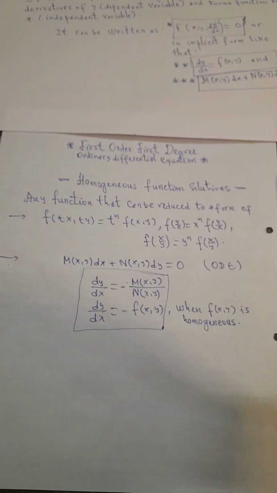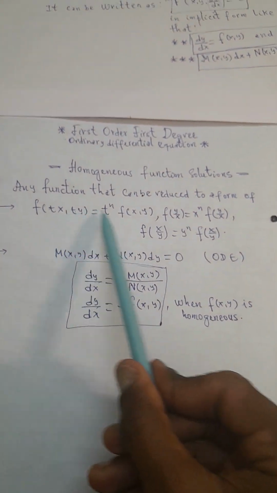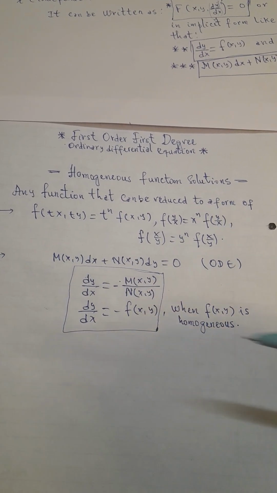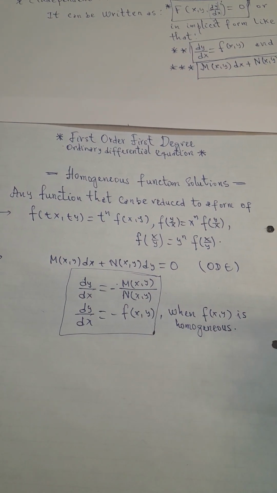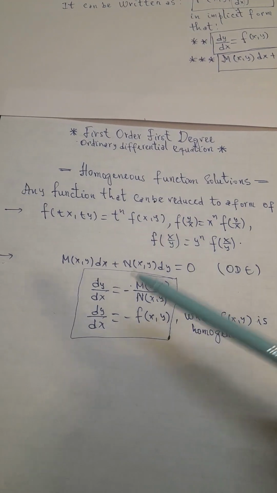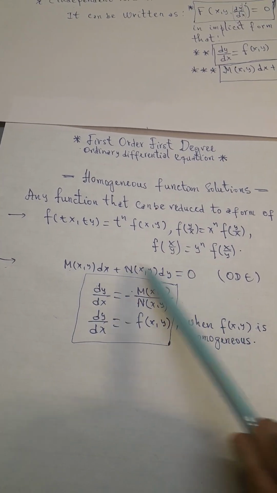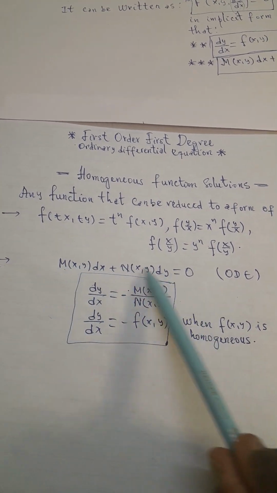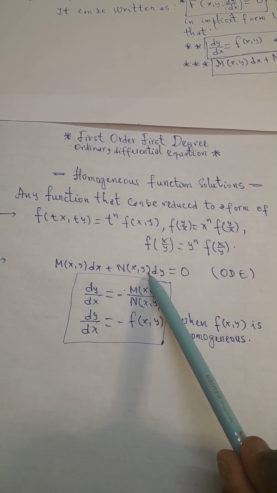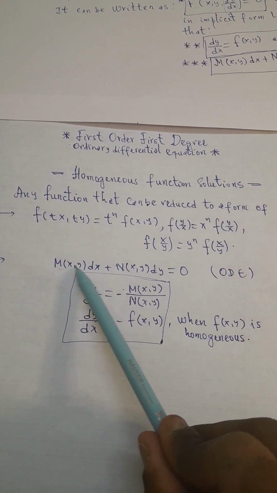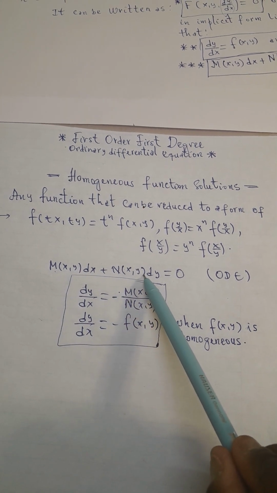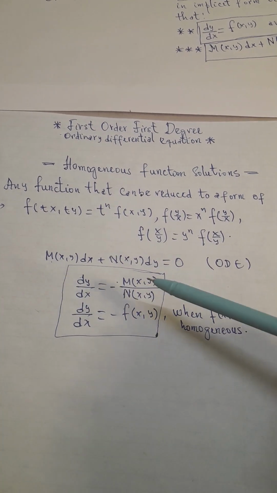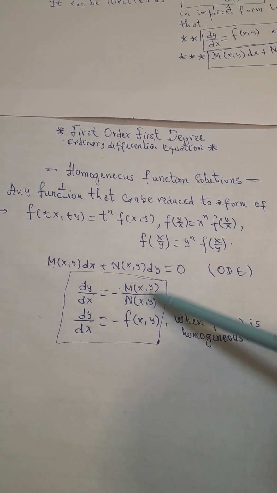A homogeneous function is a function that can be written in this form, or in this form. Then we call this function a homogeneous function. Whenever we have a homogeneous function, suppose we have a differential equation like this, a first degree, first order differential equation, where M(x,y) upon N(x,y) is a homogeneous function.